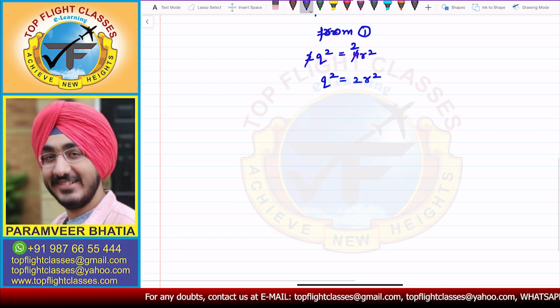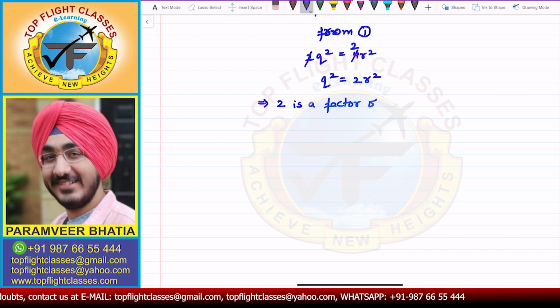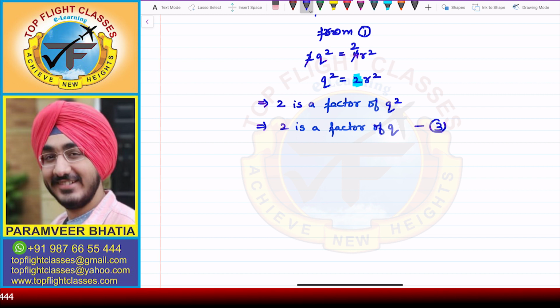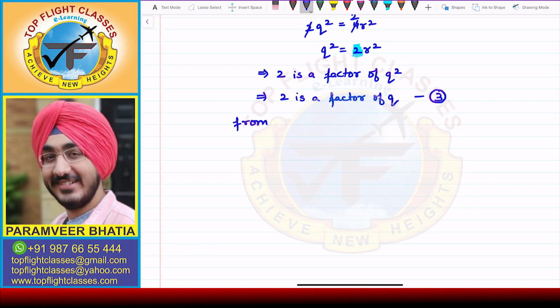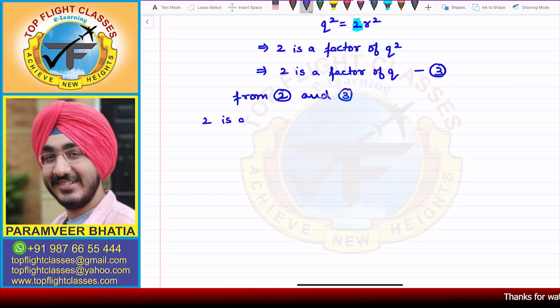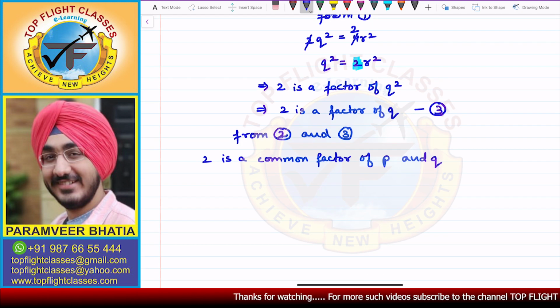Now if q square is equal to 2r square, this implies that 2 is a factor of q square. You can see clearly from here. And this implies from theorem 1.3 that 2 is a factor of q, and this becomes our third statement. Now from 2 and 3, what I'll get is that 2 is a common factor of P and Q. You can see over here 2 is a factor of P and 2 is a factor of Q. So that means 2 is a common factor of P and Q.